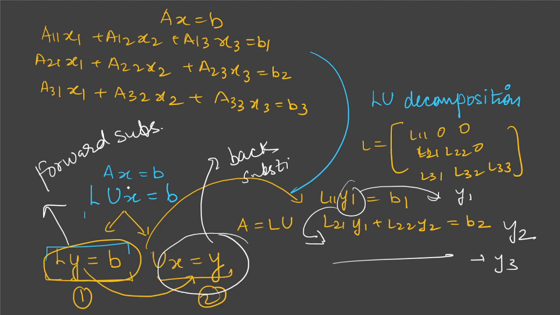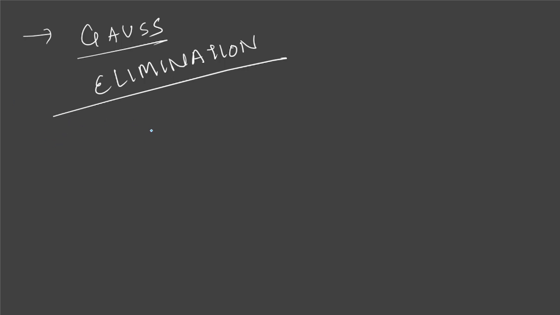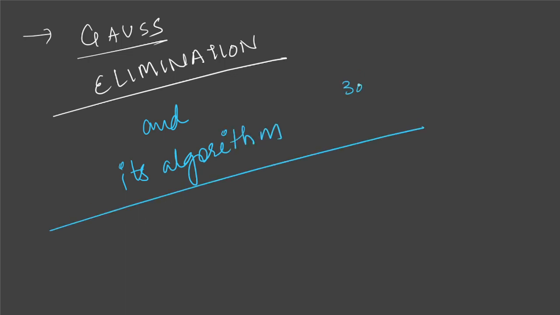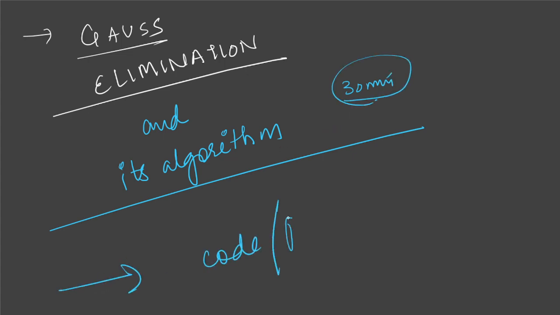All right, now I think everything is fine with us. In today's lecture, we wanted to understand the Gauss elimination method, but I think it's more than enough for today. So the next lecture is going to be Gauss elimination and its algorithm. It's not going to take a lot of time, simply a 30 minute lecture, or even more. And the second lecture will be on its code or program. So that's it for today.